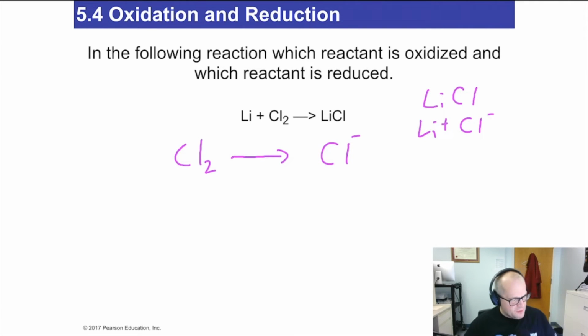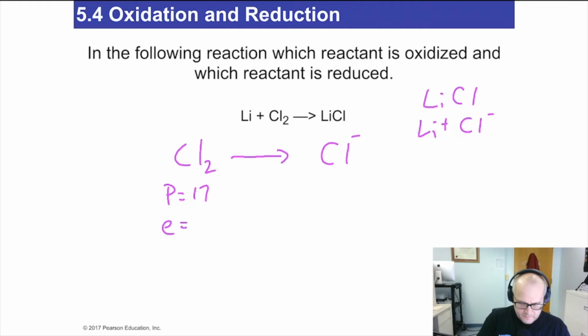Chlorine, I think, has 17 protons. Let me check my periodic table. 17. Yes, I know there's 2 chlorines here. I know everyone's wondering, there's 2 chlorines, so there should be 34 protons total on the left-hand side. But I want you to just think of it as 1 chlorine. It makes life a lot easier for you. We could balance the equation and do it out that way, but you'd drive yourself nuts doing it. Just do it with 1. Trust me.